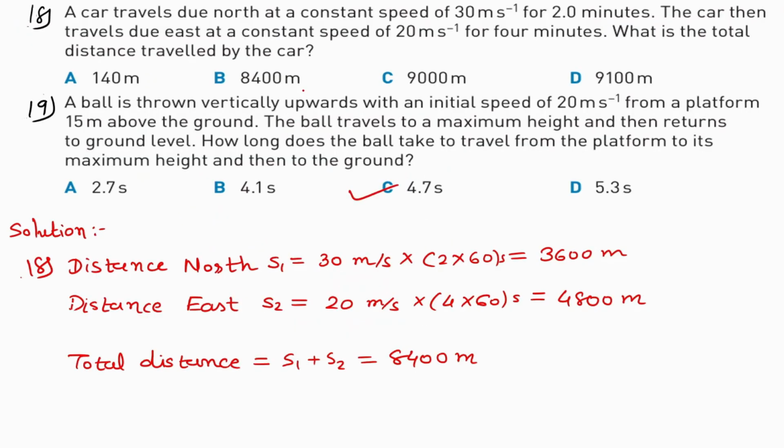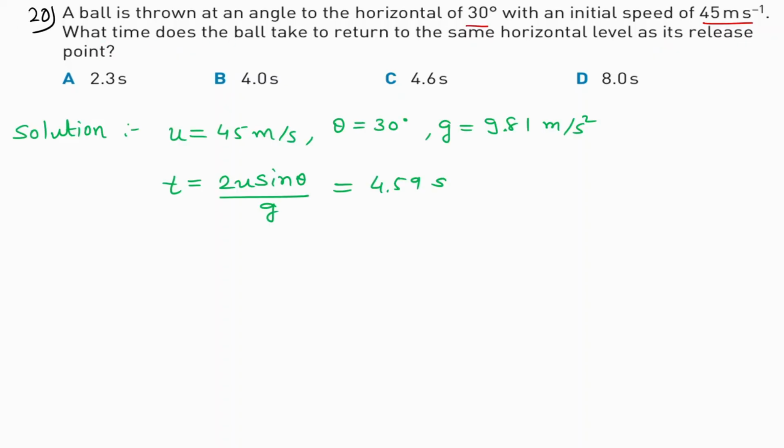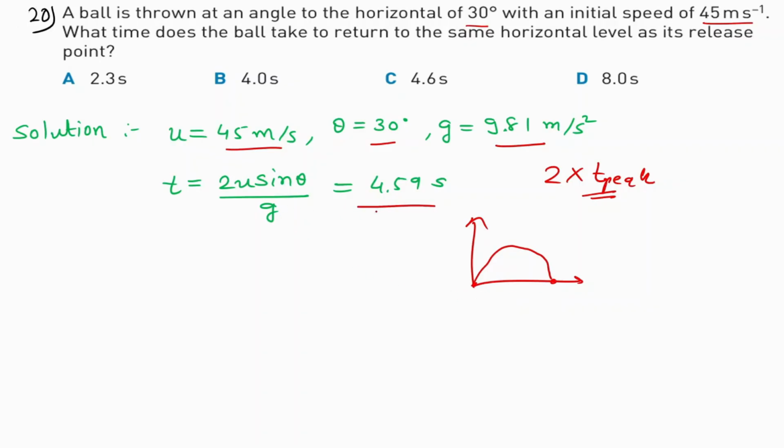This is the answer. Next: a ball is thrown at an angle to the horizontal of 30 degrees with an initial speed of 45 meters per second. What time does the ball take to return to the same horizontal level as its reference point? This is also the same problem. U is 45 meters per second, theta is 30 degrees, and the time is twice the t peak. So what is the time required to go from this position to this position? You get the answer 4.59 seconds.